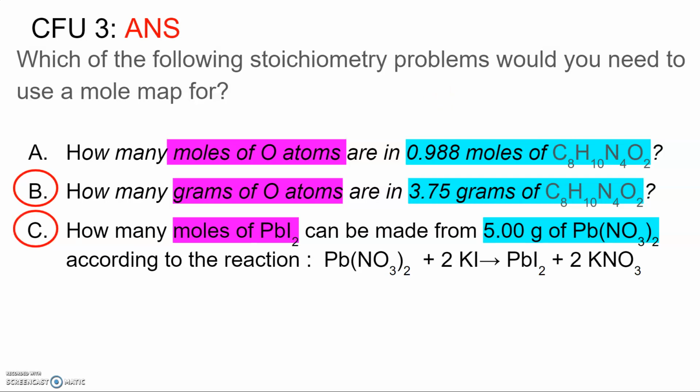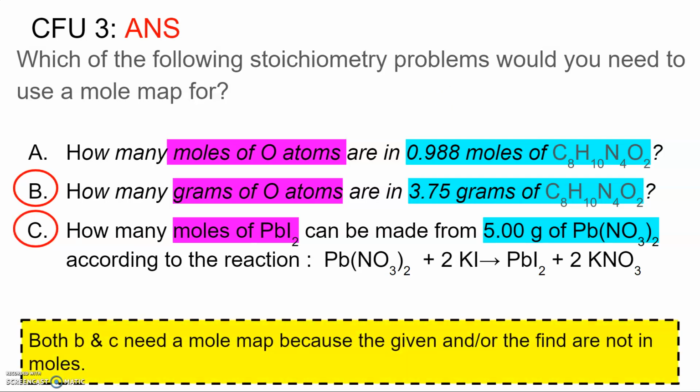So the answer to that is both B and C. You would need to use the mole map because if you look at B, for example, your find and your given are both in grams. So in order for you not to need the mole map, both your given and find must be in moles. If they're not in moles, then you need to use the mole map. In this example, your given is in grams, so you're given your amount in mass, so you're going to have to convert that into moles. So you need the mole map for that.